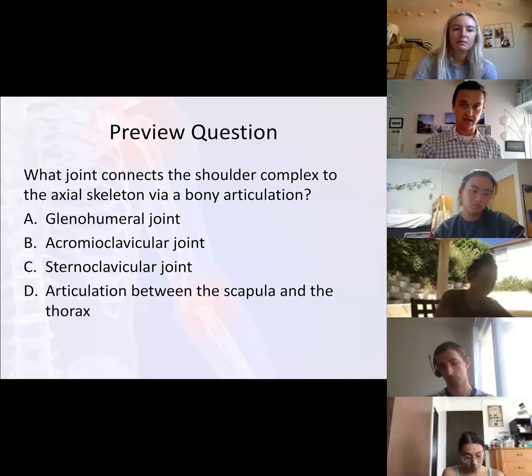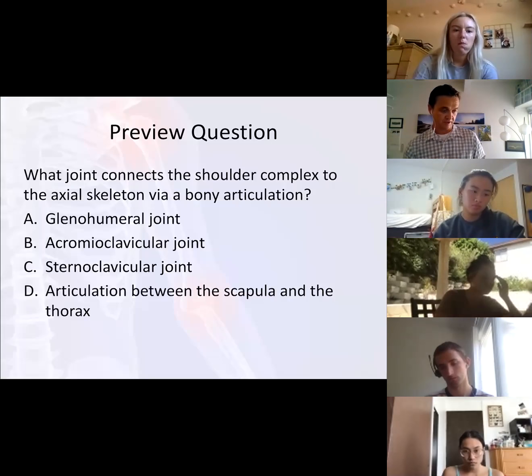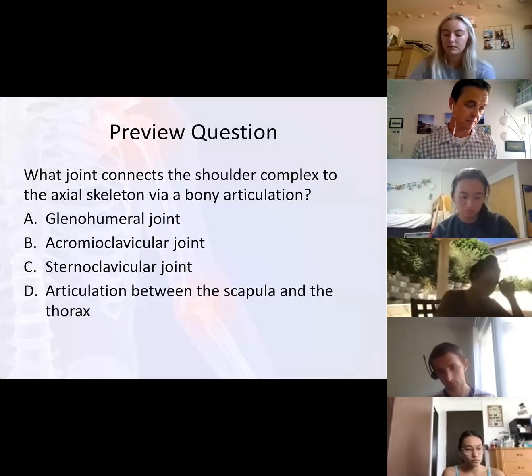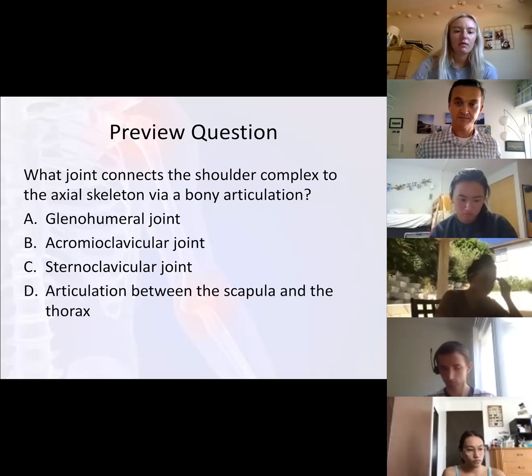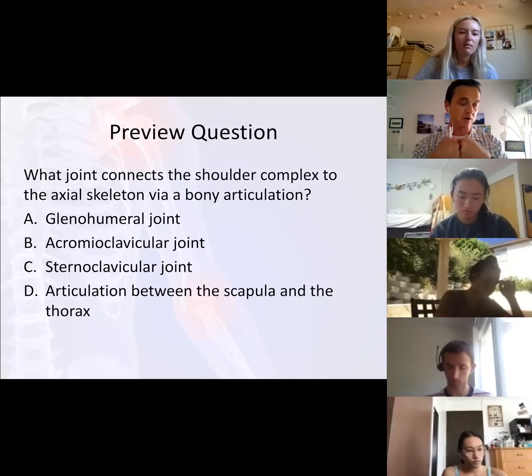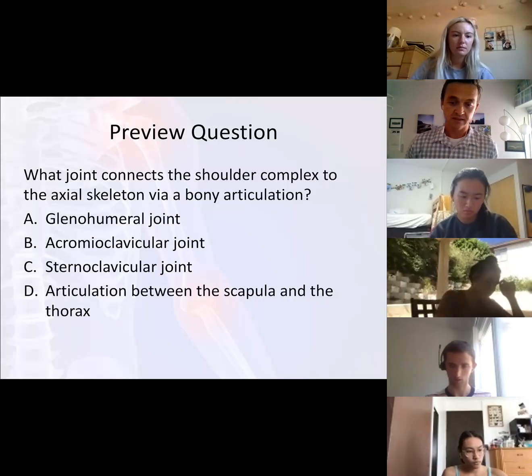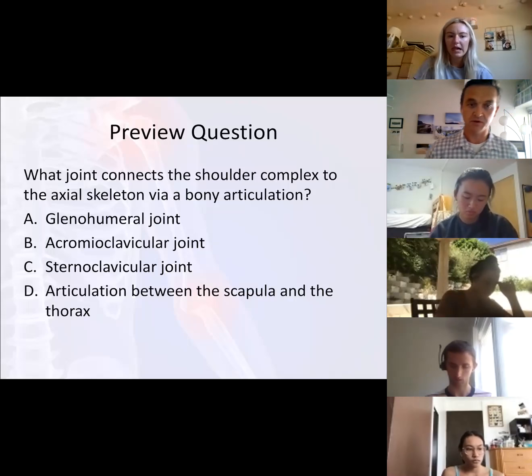Go ahead and answer that. What joint connects the shoulder complex to the axial skeleton via a bony articulation? So that means bone-to-bone connection. Where is that shoulder joint complex actually connected to the axial skeleton via bone-to-bone?